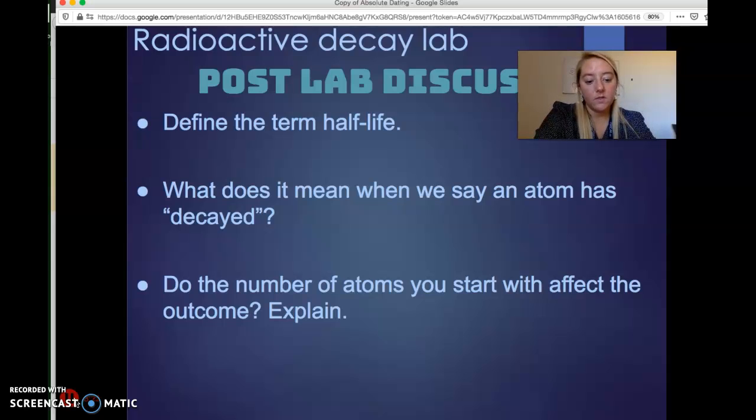Do the number of atoms you start with affect the outcome? What do you think? If you had done this experiment with 100 M&Ms instead of 10, you should have got the same results. No matter the number of atoms that you start with, you should still see the same general trend that you got when you collected your data today. So it shouldn't matter. However, it does matter.